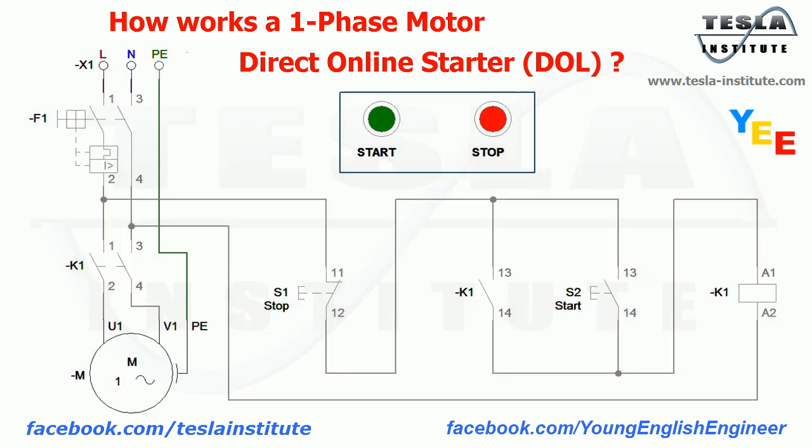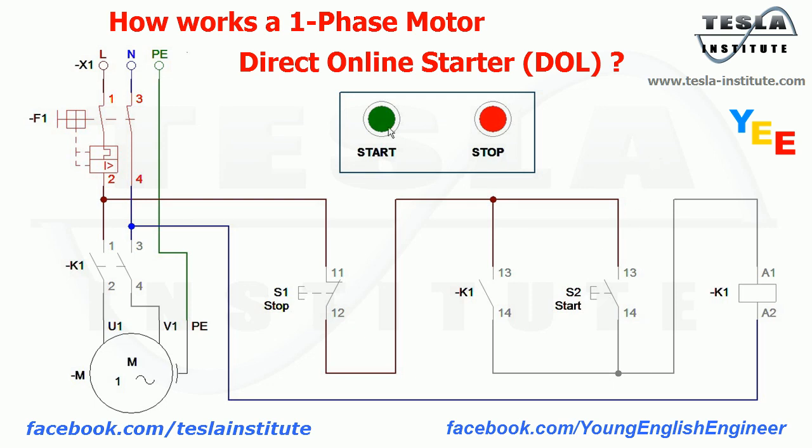Now, how does all this work? When we turn on the circuit breaker F1, we put voltage on the main contacts of contactor K1 and on push button S1. Because button S1 is normal close type, we have voltage on terminal 13 of button S2 and auxiliary contact K1. In this state the DOL starter is ready to switch the motor.